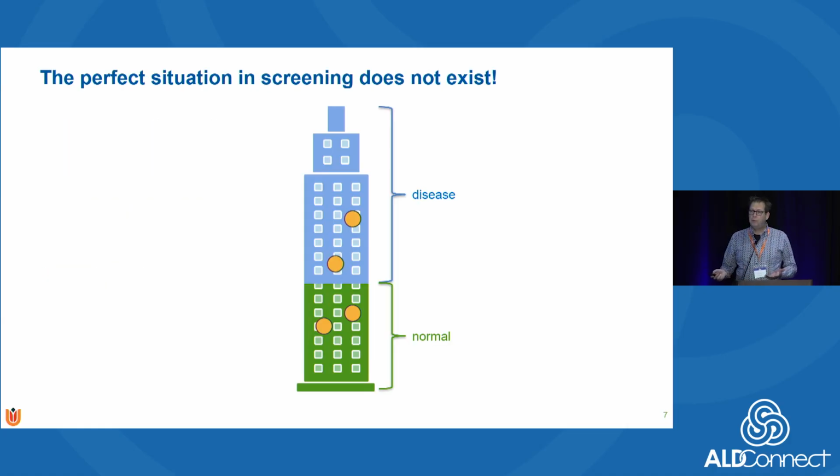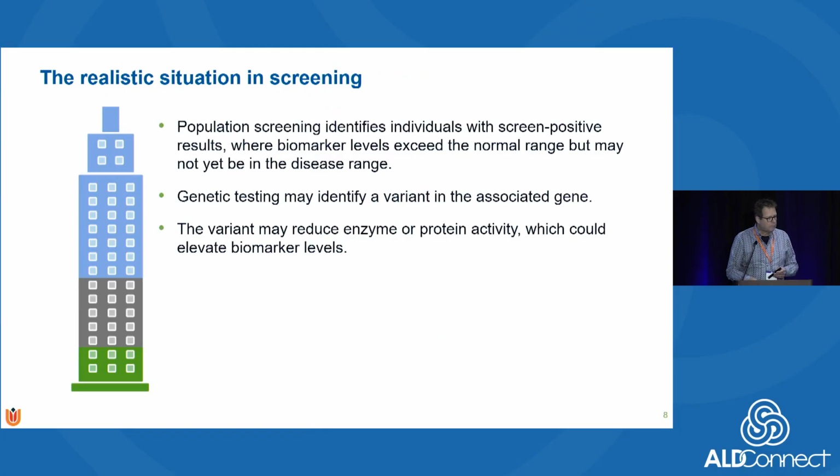Because in the perfect situation, screening does not exist. Because in the perfect situation, there is no gray zone. So either the level is in the normal range, or it's elevated, and then it's automatically in the disease range. That does not happen for any disease. There always is a region where there's uncertainty. So this is more a realistic situation.